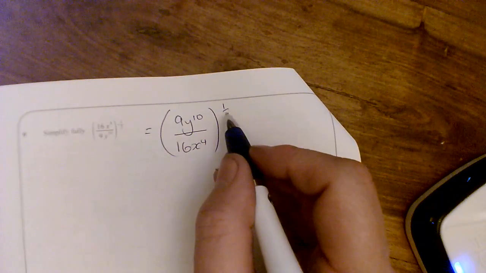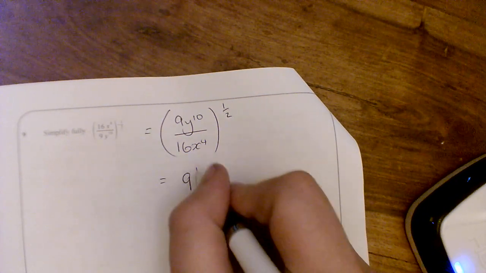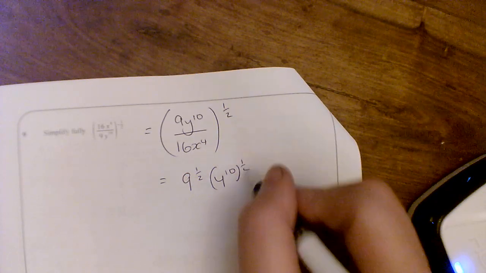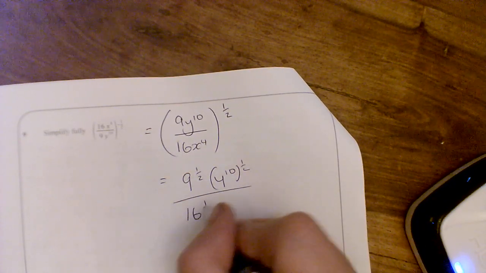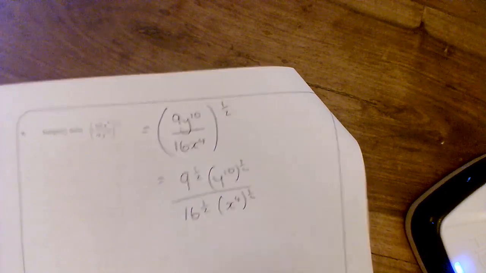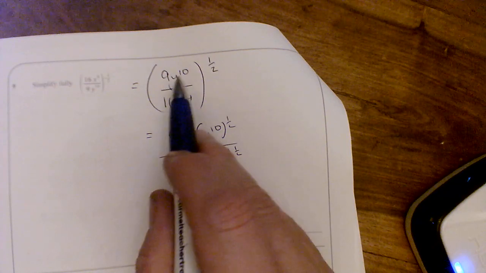Now the thing about the power of a half, it's going to hit everything inside. So it's actually going to go with 9 to the power of a half, y^10 to the power of a half, and then over 16 to the power of a half, and then x^4 to the power of a half as well. So it ends up looking like this mess where the half has just jumped inside and hit everything.